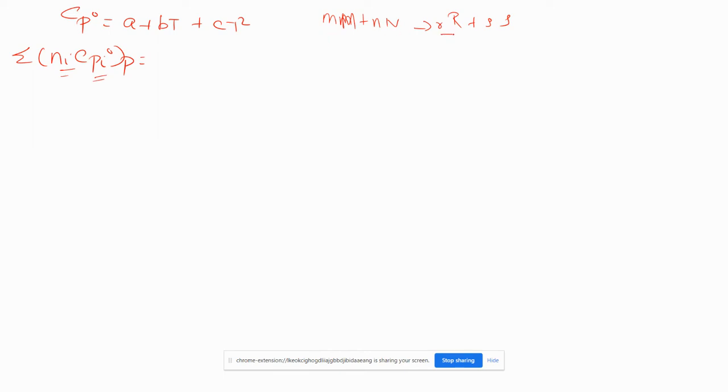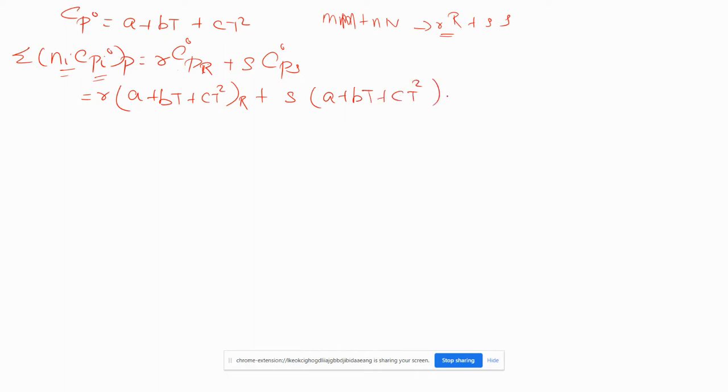That is sigma of products. N is nothing but the number of moles. So this can be written as number of moles for R is R, Cp instead of i, you will get R plus S Cp naught. So this can be written as R into, for Cp naught value, you have the equation A plus Bt plus Ct square of R, plus S into A plus Bt plus Ct square of S.